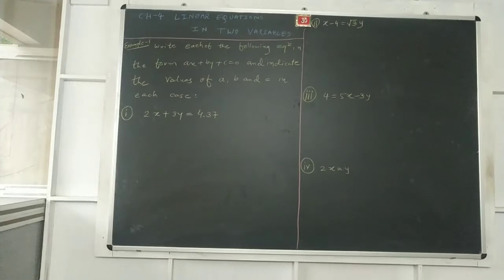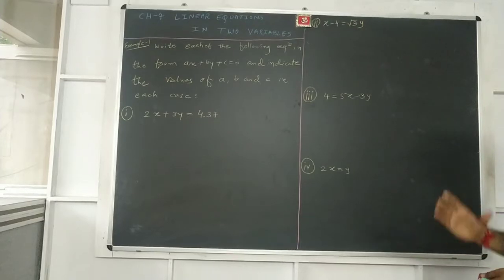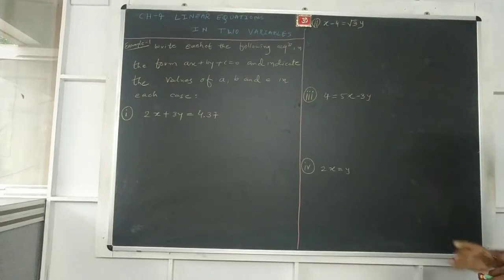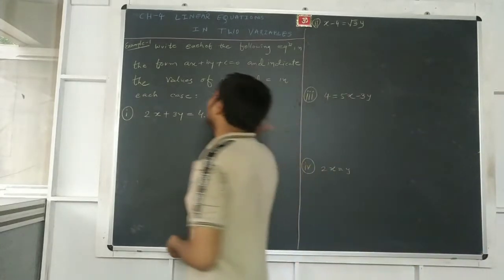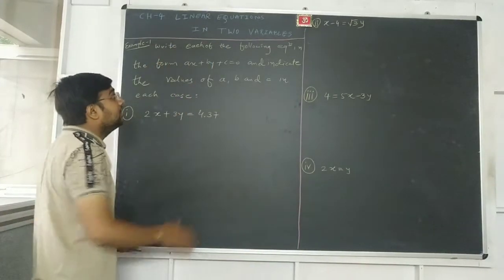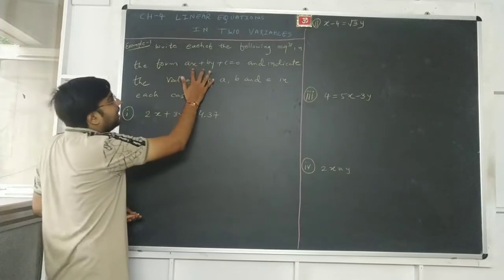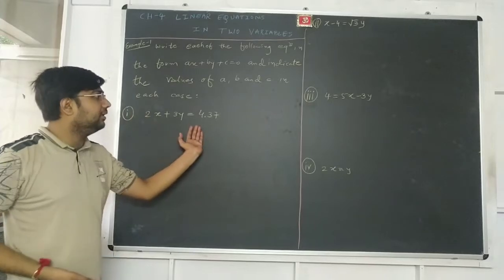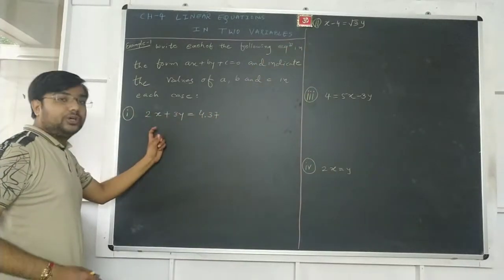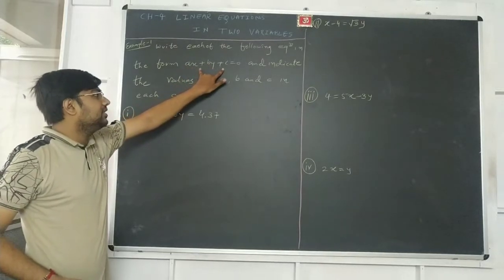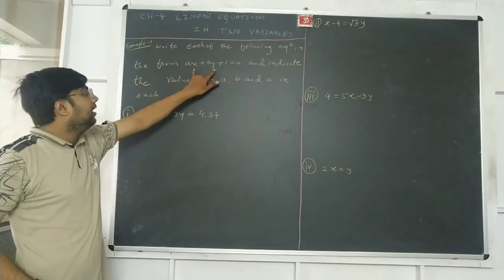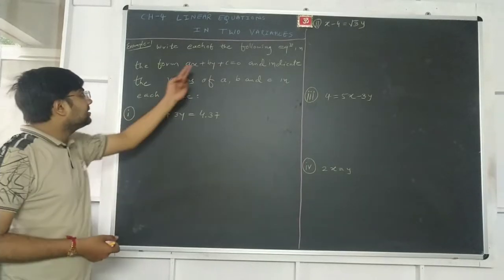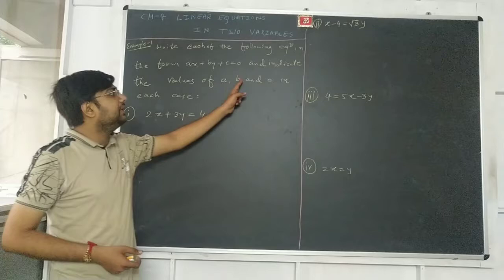Now example 1: write each of the following equations in the form ax plus by plus c is equal to 0 and indicate the values of a, b and c in each case. We have to first write each equation in the form ax plus by plus c is equal to 0, and also compare the equation to get the answers a, b and c.